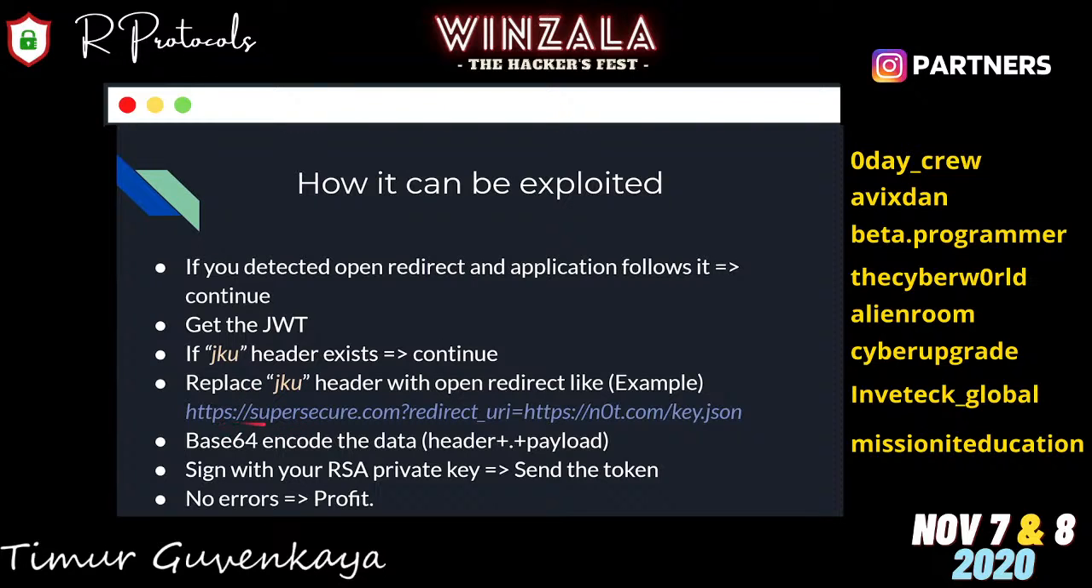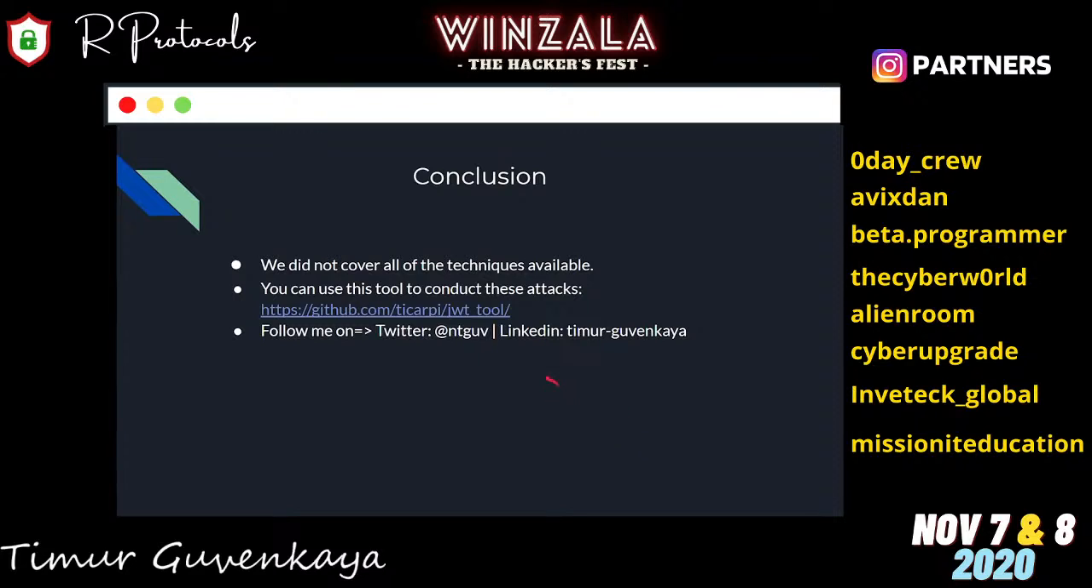The application is going to just follow this open redirect to your host and fetch the JWK. Then you base64 encode the data, header plus payload, sign with RSA, encode everything, and send the token. If everything works, super, perfect. You just chained the JKU attack with an open redirect, and you bypassed the signature. Congratulations. And now the conclusion.